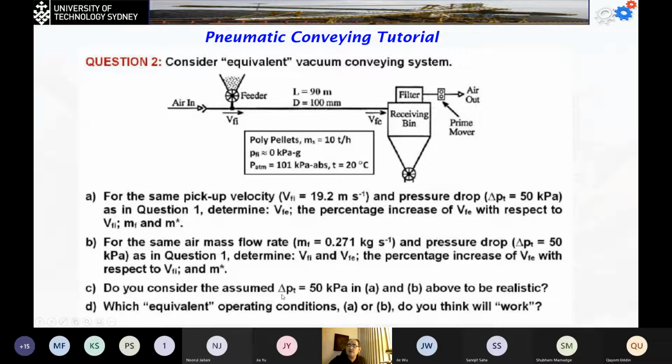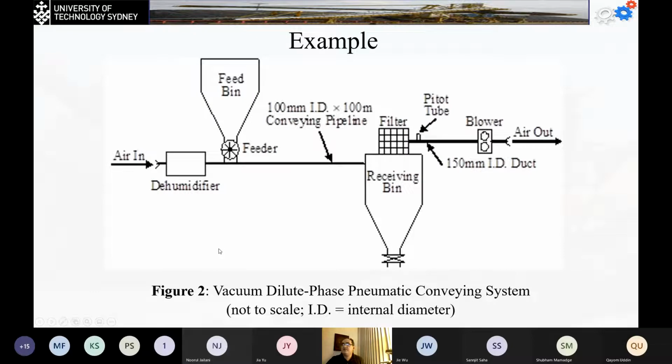And then we're going to assume that the delta PT in kilopascal and the VFI above are going to be realistic, and which equivalent operating condition, A or B, do you think is going to work for our application. So we will start with the first example, and this will be something similar to question number 2, and it's going to be a negative pressure procedure. So once again, we're going to have this system. It's going to be negative pressure because we have the blower at the end.